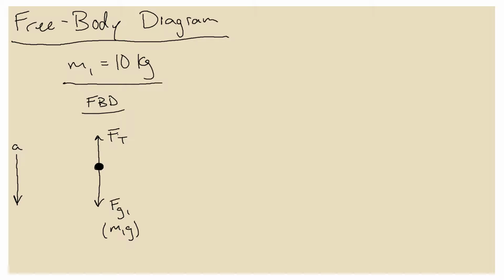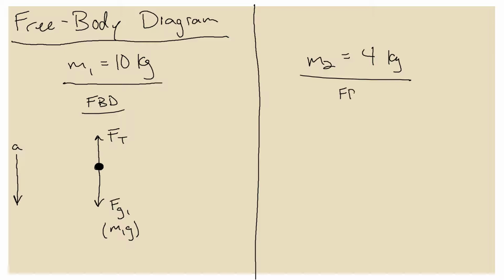And that's it. That's our free body diagram for the 10 kilogram object. I'm going to draw a dividing line here. And we'll say that this is for the second object. So this is for our object M2, which is equal to 4 kilograms. And here's our free body diagram.